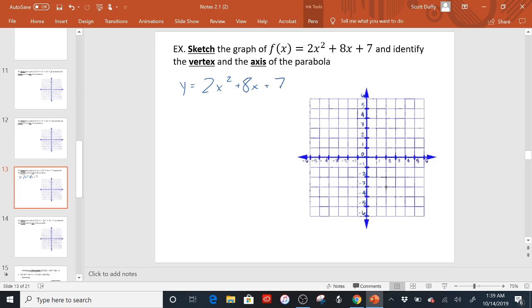I want to subtract 7 from both sides, so I'll get that y minus 7 equals 2x squared plus 8x. Next thing I want to do is factor out the 2 so I can get x squared by itself.